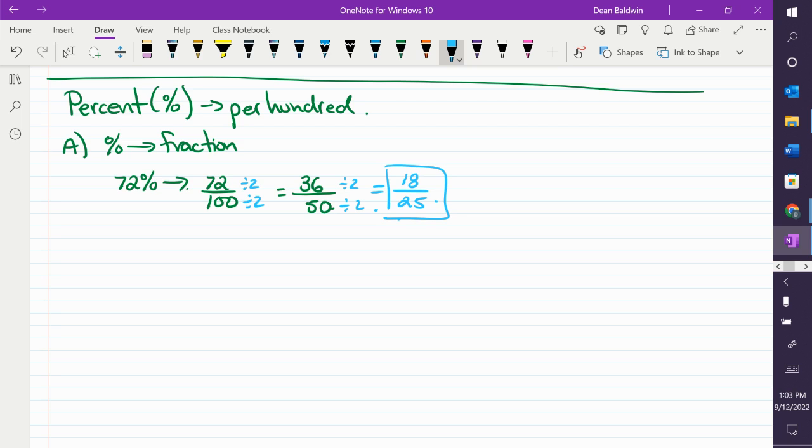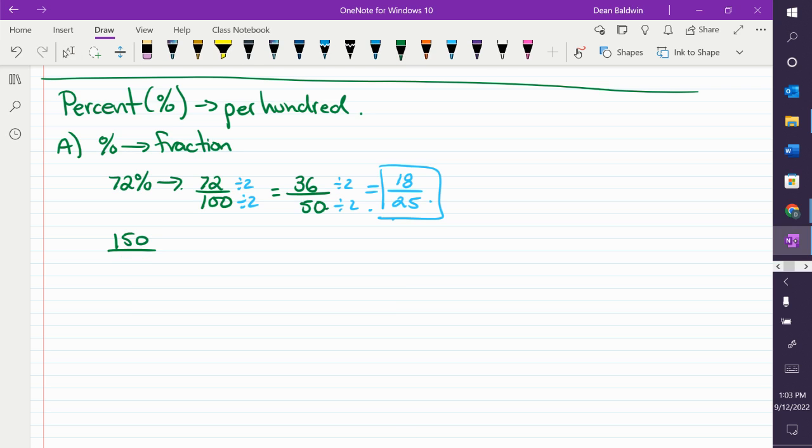So all you do, if you're given a percentage, is divide it by 100, whatever that number is, and the percent goes away. Oh, I just gave you the answer. Pretend I didn't write that. 150%. What do I write? 150 over 100, right? Doesn't matter if it's over 100%. You just write 150 over 100.